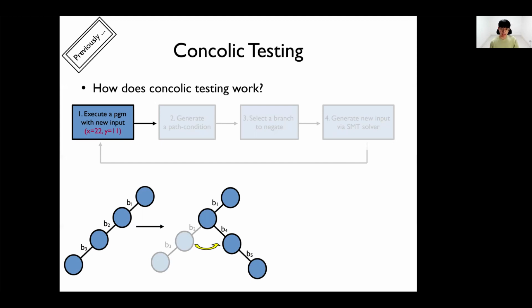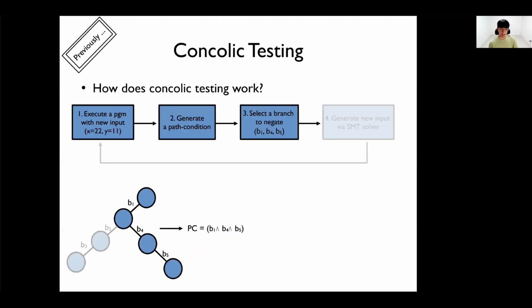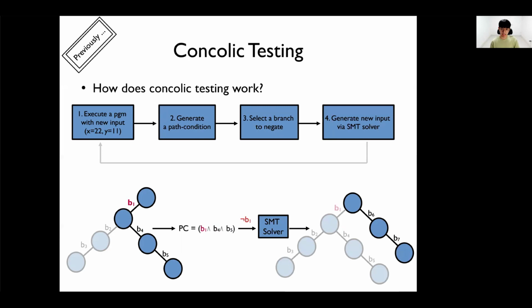Returning to step one again, after executing the program with this new input, concurrent testing collects the path branches B1, B4, B5 by executing this new program path. We also generate the path condition for the new program execution. And we choose one of the three branches, B1, B4, B5. Suppose that we choose B1 this time. Then we negate the selected branch B1 and feed it to the SMT solver, generate a new input, and execute the program with this new input. In this way, concurrent testing systematically generates test cases and explores the program paths.